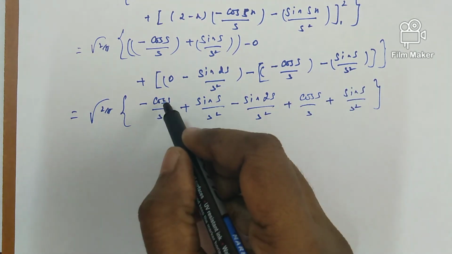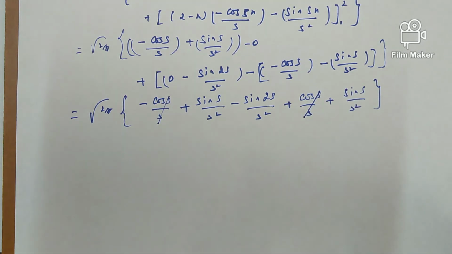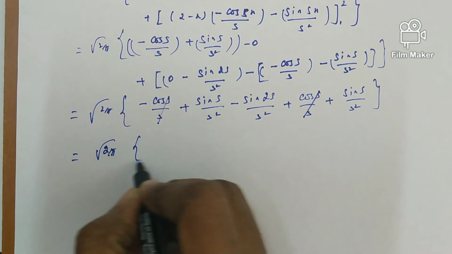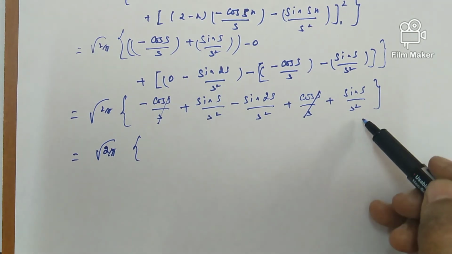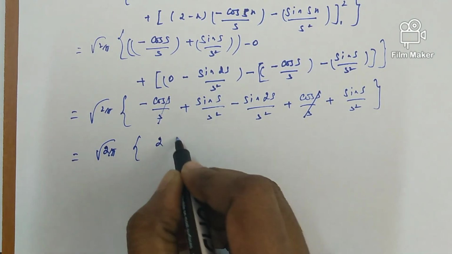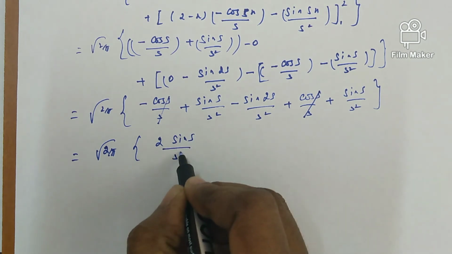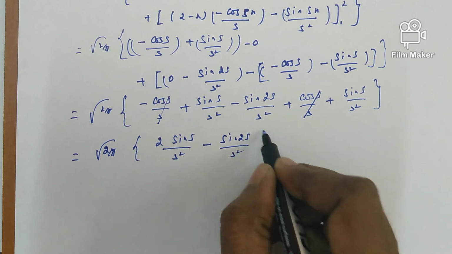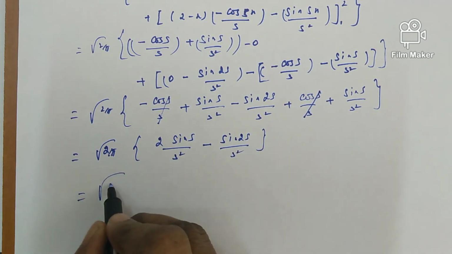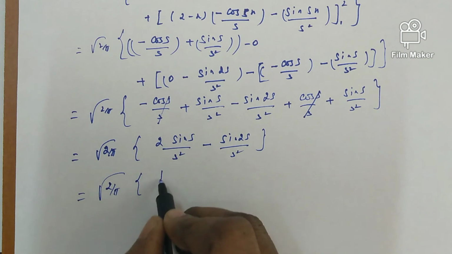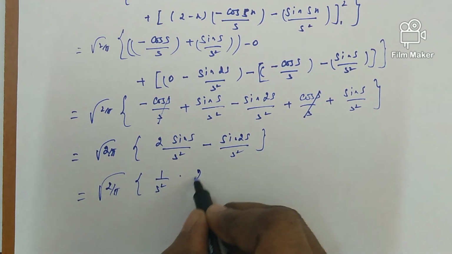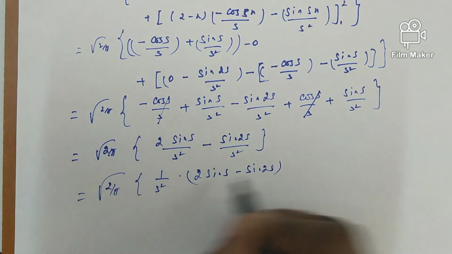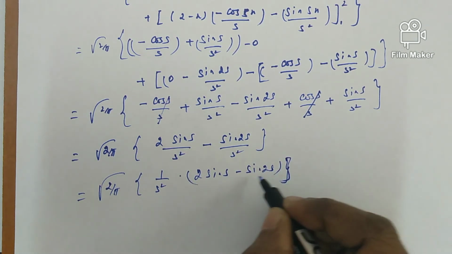Now look at this, minus cos s by s plus cos s by s will be cancelled off, and root of 2 by pi times sin s by s square, sin s by s square, how many times? 2 times. So 2 sin s by s square minus sin 2s by s square. Now commonly we can take 1 by s square outside. So 1 by s square into 2 sin s minus sin 2s. We can stop up to this, or otherwise expand sin 2s.